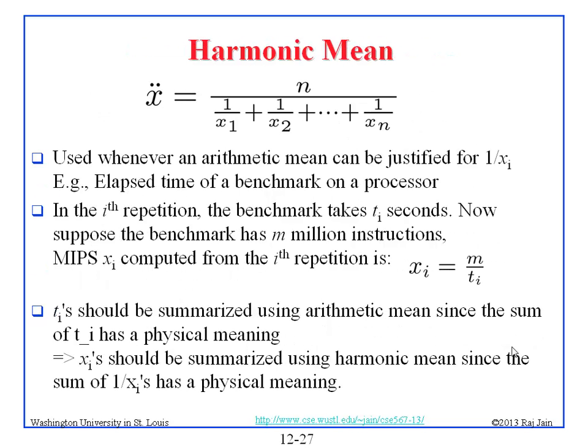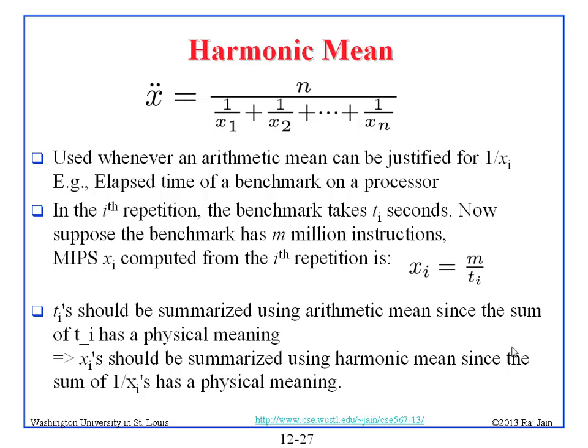Finally, there is one more mean which is called the harmonic mean. The harmonic mean is defined as 1 upon the mean of 1 upon x1, 1 upon x2, 1 upon x3. You take all of those, sum them up, divide by n, and then take 1 upon that. So it's basically defined by this formula, the harmonic mean. And this is used whenever the arithmetic mean can be justified for 1 upon x.